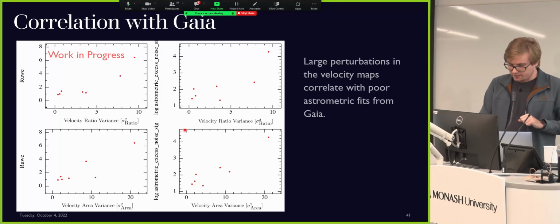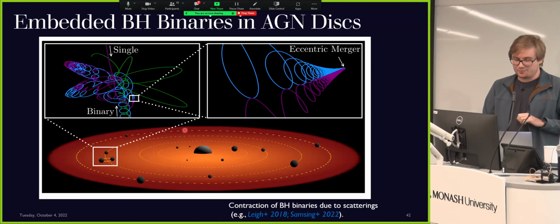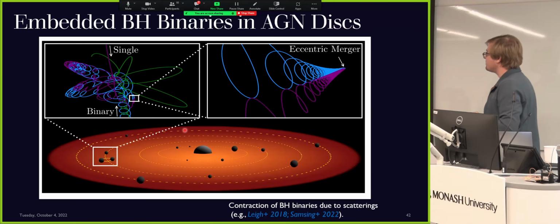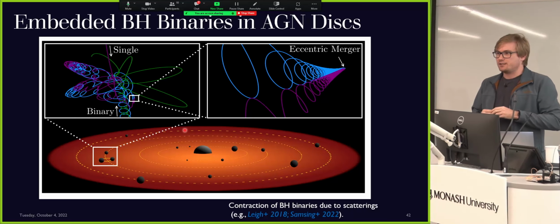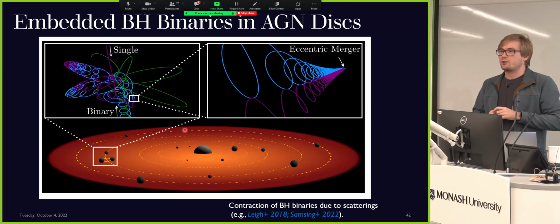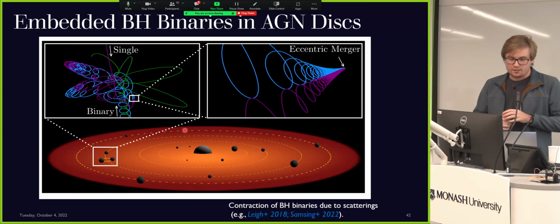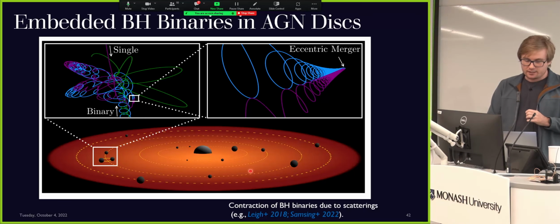And with the very little amount of time I have left, I'm going to talk very briefly about some of the work that's being done at Los Alamos. So our group has been looking at binary black holes embedded in AGN disks. Here's just a cartoonish drawing.